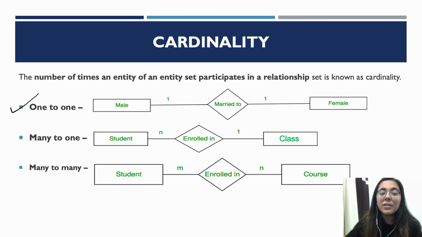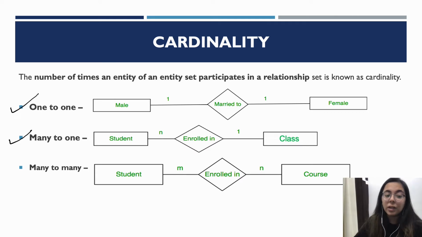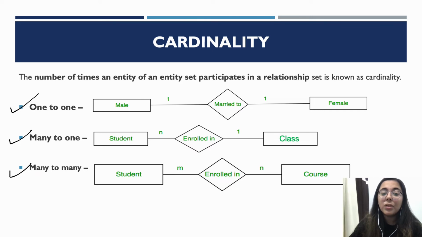The next we have is many-to-one relationship. Over here we see that one student can only be enrolled in one class, but one class can have many students. So it is a many-to-one relationship. The next we have is many-to-many relationship, where we see one student is enrolled in many courses and similarly one course can hold many students. So it is a many-to-many relationship.